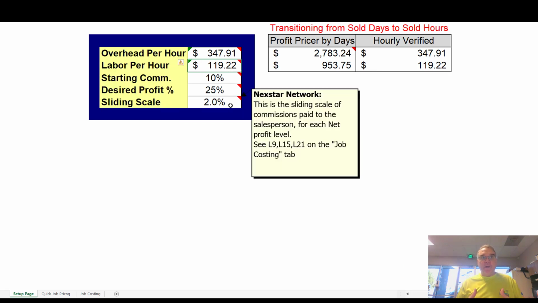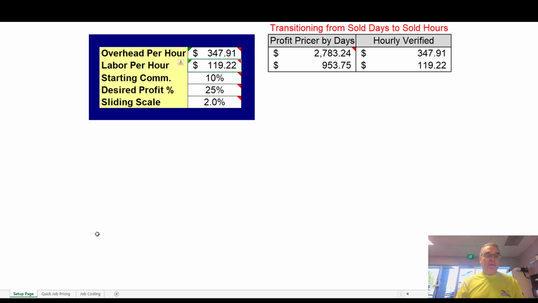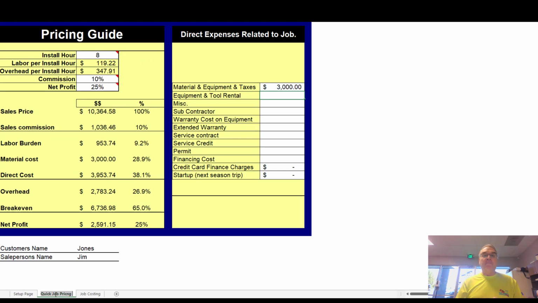Sliding scale means, based off of the profitability, that's the sliding scale of commissions that we pay. Start off at a 10% commission and it can slide all the way down to a 2% commission. Okay, and I'll walk you through that piece right there. So that's all on the setup page. Now we'll jump over here to the quick job pricing page.